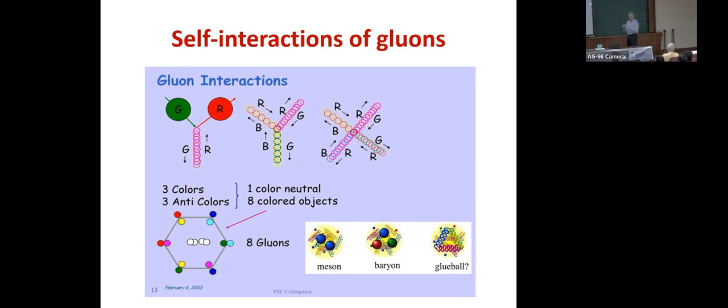You will never find a photon ball, right? Photons don't interact with each other, but gluons can interact with each other, and they can actually bind themselves together. So that is one more prediction that the Standard Model tells us.